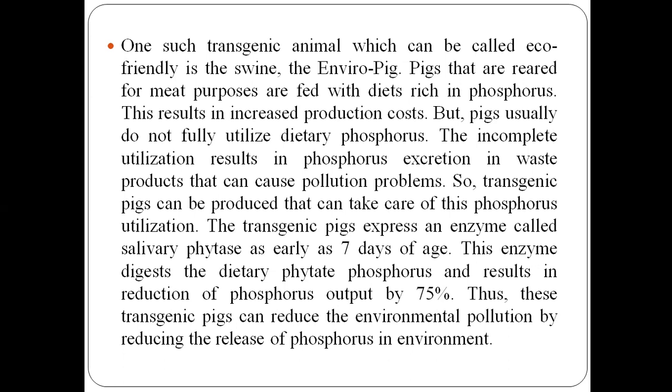Under such a condition, if you could allow this animal to secrete the phytase enzyme in its saliva, then it can easily digest the phytic compounds, and the phosphate can be digested, and the phosphorus is going to be absorbed by the animal. So the environmental load of the phosphorus is going to be reduced. This is the production of the pig with the enzyme phytase, which is secreted in the saliva. That is known as the EnviroPig.